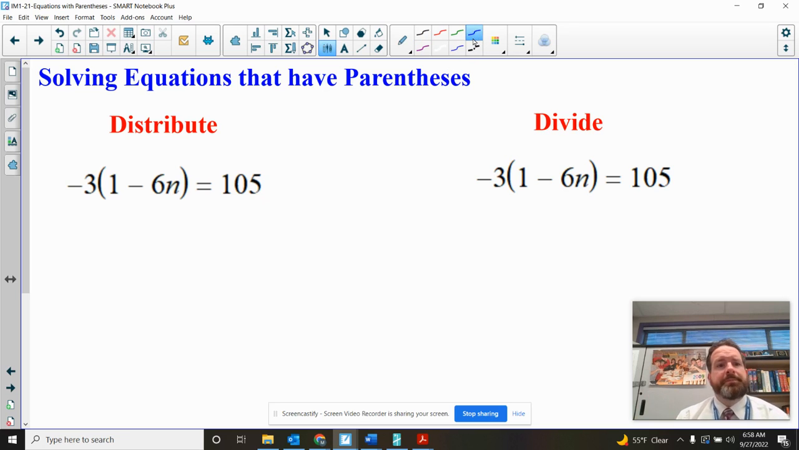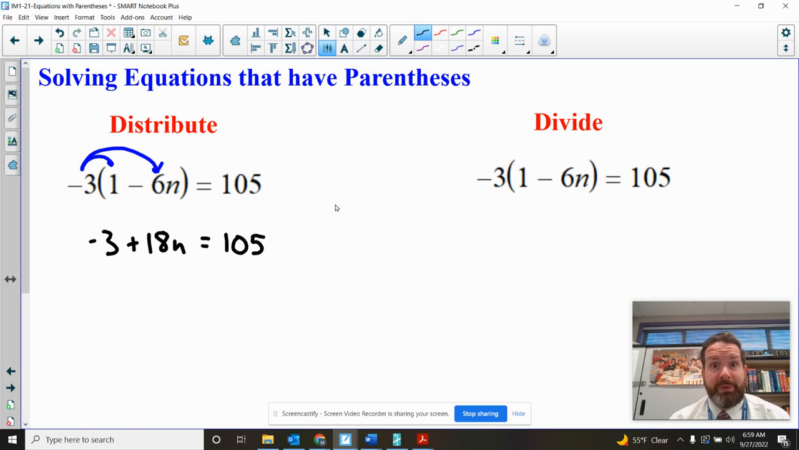Many students, when they see a number in parentheses, like to distribute the front number through the parentheses. This will work every time. Let's see what happens. By distribute, we mean take the front number times the first number in the parentheses, so -3 times 1, and times the second term in the parentheses. -3 times -6n ends up being a positive, so plus 18n.